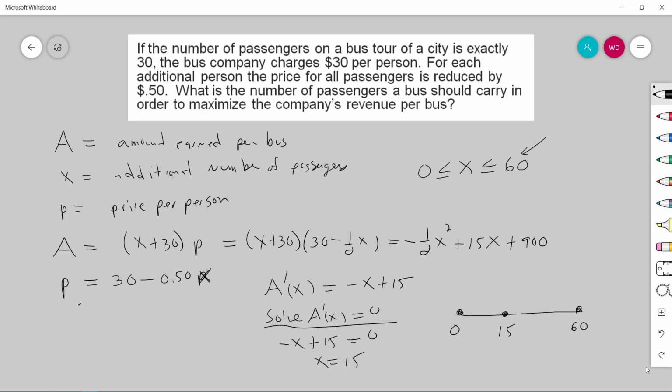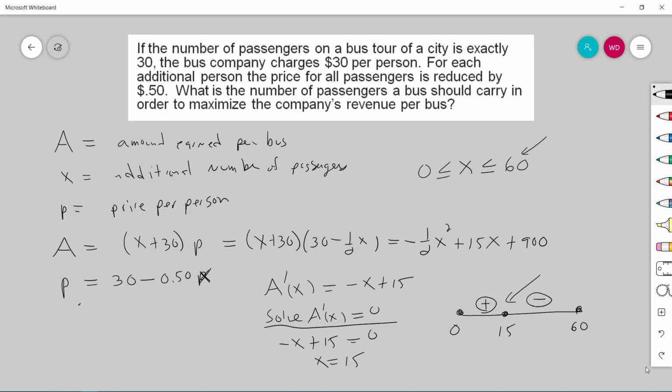So between 0 and 15, pick a value and plug it into the derivative. Let's say you pick 2. Then the derivative would be positive. If you pick some number between 15 and 60, like 16, the derivative would then be negative. So the function is always increasing and then decreasing. By the first derivative test, this corresponds to a relative max.